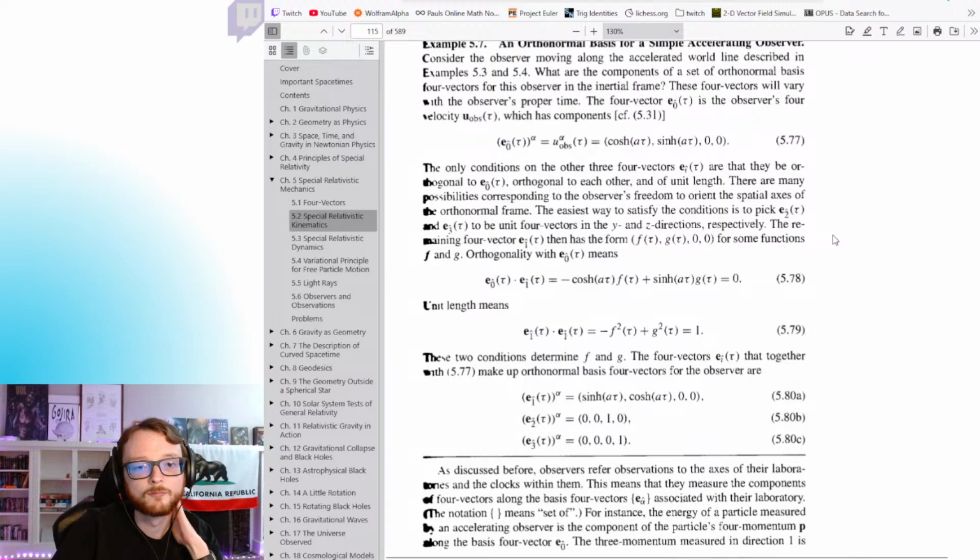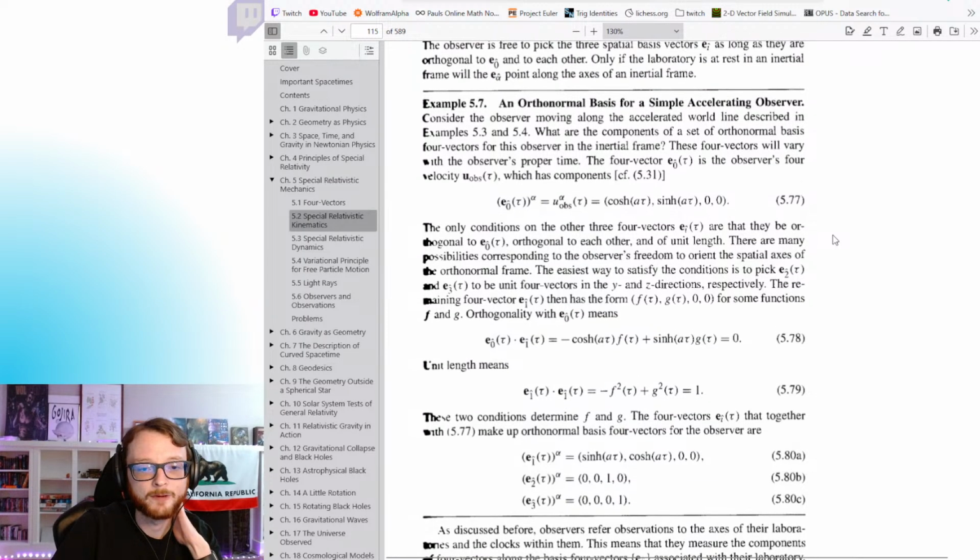Yeah, well, I didn't read these last few pages, so I don't know exactly what they were talking about here. They're just giving an example of finding an orthonormal basis with that accelerating world line example from before.